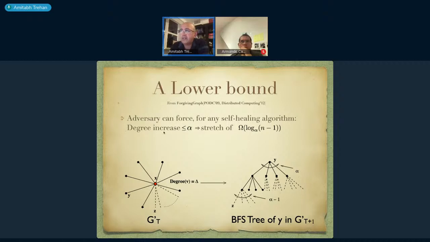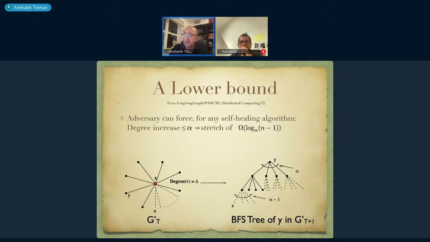let us say that you limit the degree increase. So you say the degree increase is at most alpha, right? That's what you're trying to limit. If you limit the degree increase to alpha and you have n neighbors, this means that you must blow up the distance between Z and Y. Take a node Z which will become a leaf node in a breadth first search tree traversal, and Y which will become the root. Now if you limit the degree increase to alpha, the maximum degree you can have as you grow up is basically alpha minus 1.